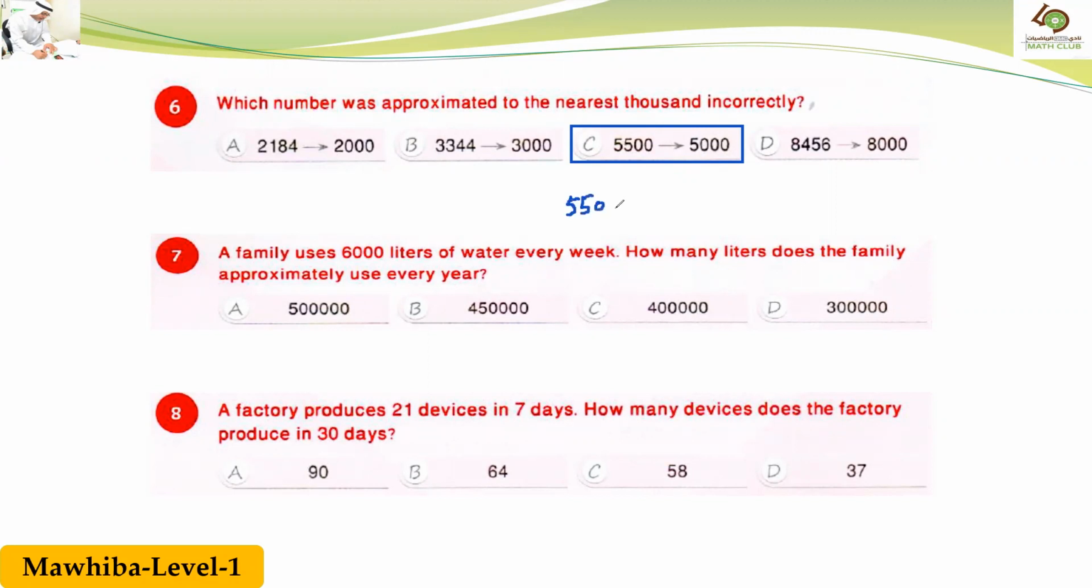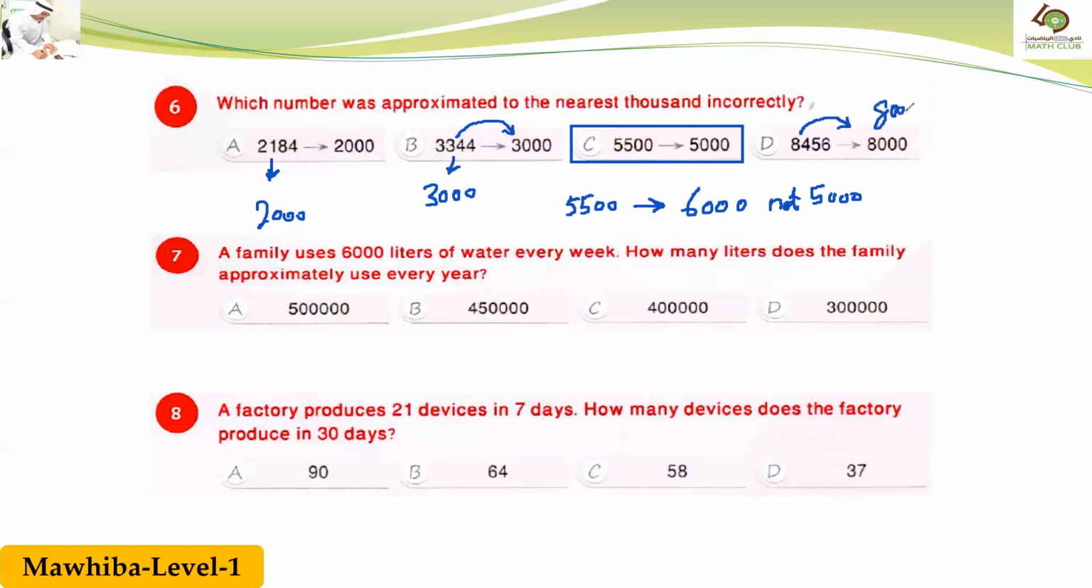5,500 to the nearest thousand, what does it give you? It gives you 6,000, right? Not 5,000, not the same. Here, the nearest will be 2,000, so the same. Here, when you round this number, you get 3,000, right? And here, the approximation, the nearest will be what?